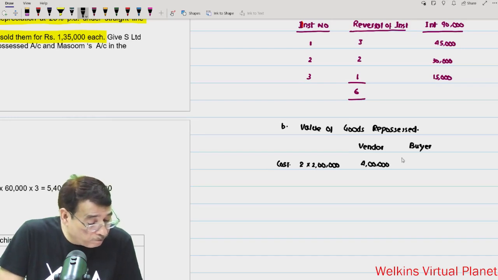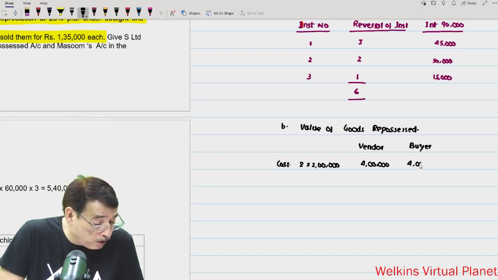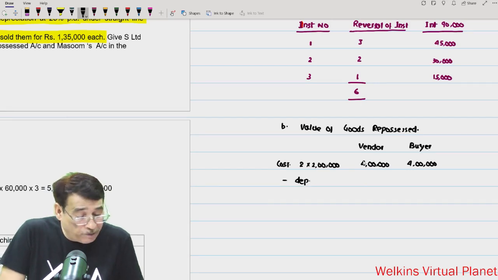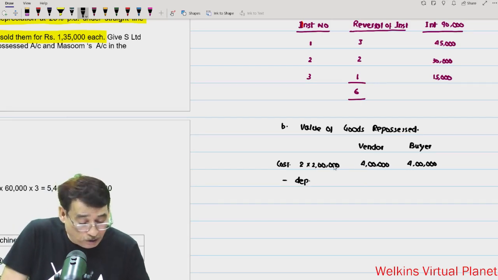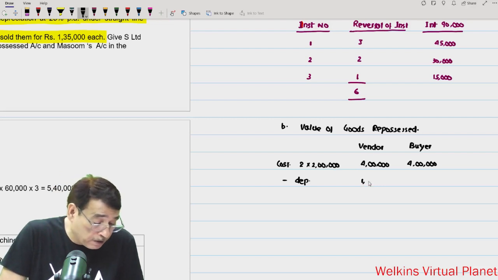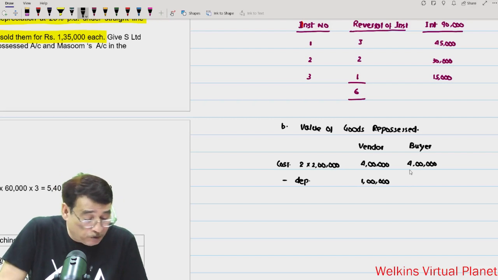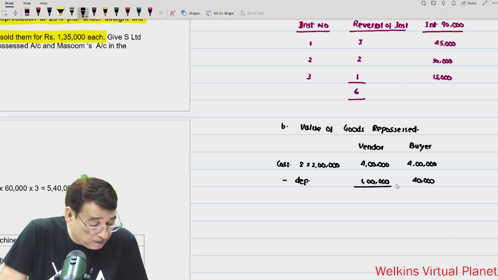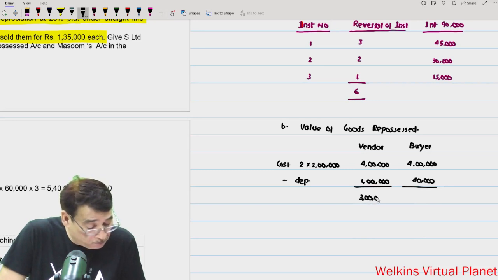So this is the amount, first of all, which you are going to write. And then you are going to provide depreciation. The rate of depreciation for the vendor in this particular question is 25%, and that is on a straight line method. As far as the buyer's rate of depreciation is concerned, that is 10%, but on written down value basis. So 3 lakh and 3,60,000.